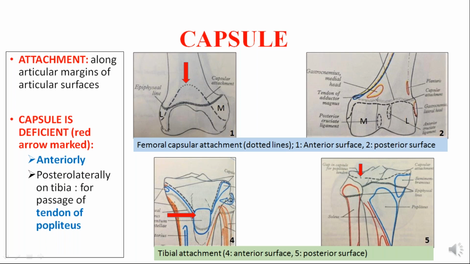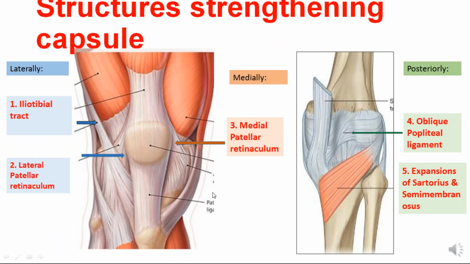So this first picture is showing the anterior aspect of the knee joint. The second picture is of the posterior aspect of the knee joint. We can see these fibers of the capsule surrounding the knee joint, both anteriorly and in the posterior part of the knee joint. We can see clearly that anteriorly this capsule is deficient and is replaced by the attached tendon of the quadriceps femoris and the ligamentum patellae.